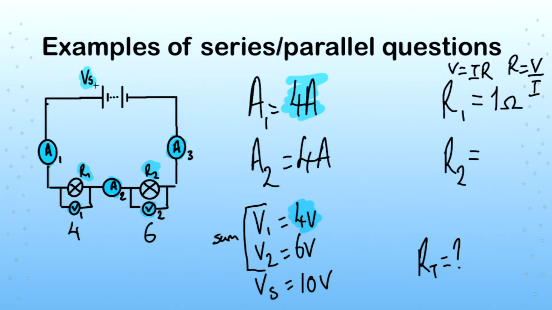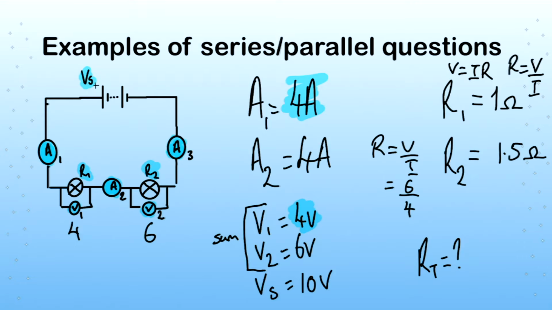At the second lamp, we can do exactly the same. So R equals V over I, which is 6 divided by 4, which is equal to 1.5 ohms. So you can see that one's got a slightly higher voltage, but the same current running through it. The higher resistance means that we've got a higher amount of energy being removed from the charge.